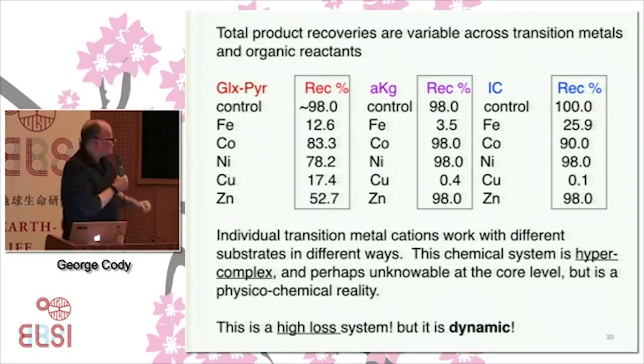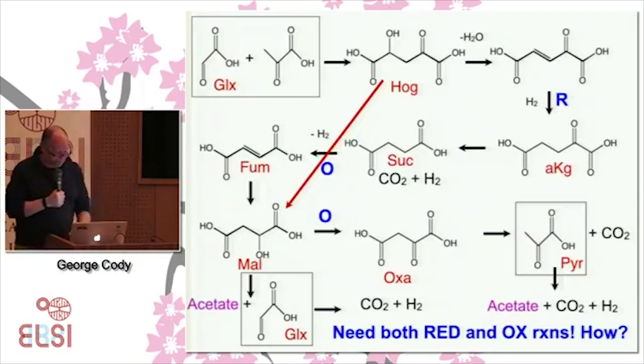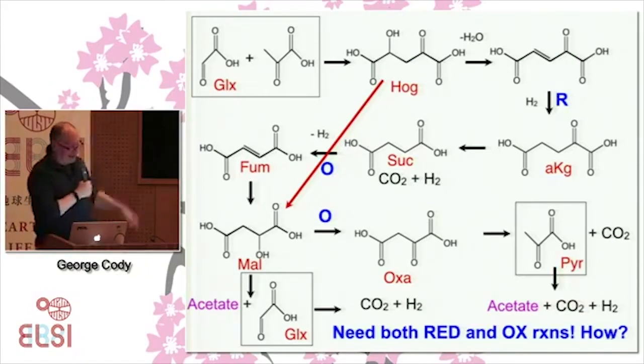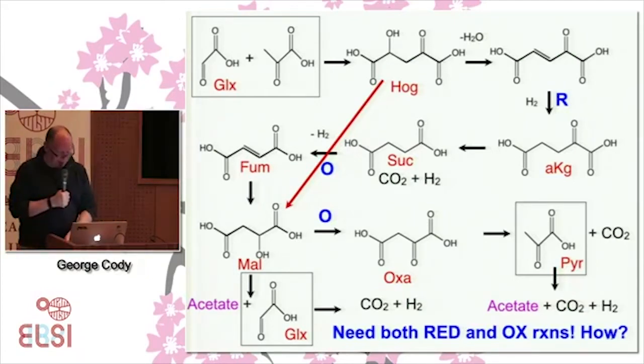It's a very high-loss system, but it's a very dynamic system. For example, you can start with glyoxylate and pyruvate up here. You can wander along and get as far as alpha-ketoglutarate, then go from alpha-ketoglutarate to isocitrate, and so on and so forth. But you can also fall backwards through oxidation reactions to fumarate, back to malate, hydration of malate over to oxalacetate, and ultimately very rapid decomposition, regenerating pyruvate here and glyoxylate there. In all cases, acetate becomes your predominant product.